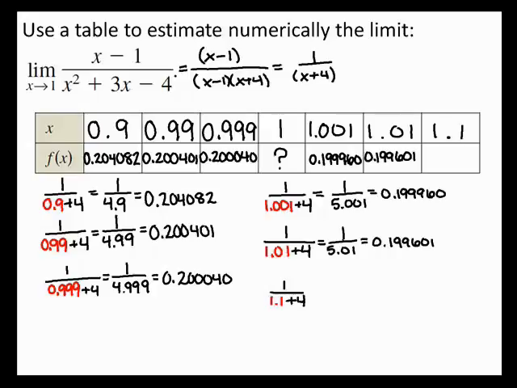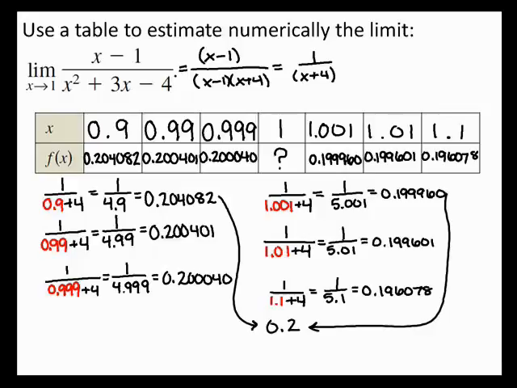Substitute 1 and 1/10 into 1 divided by x plus 4. Simplify 1 and 1/10 plus 4. Simplify 1 divided by 5 and 1/10. You find that f of x is approximately equal to 196,078 millionths. As x approaches 1, f of x approaches 2/10ths. So you find that the limit of x minus 1 divided by x squared plus 3x minus 4 as x approaches 1 is equal to 2/10ths.